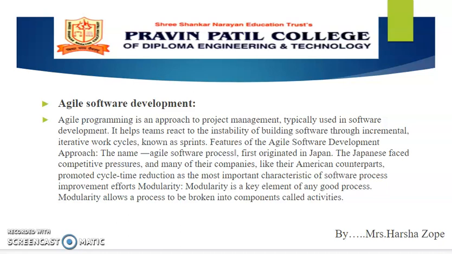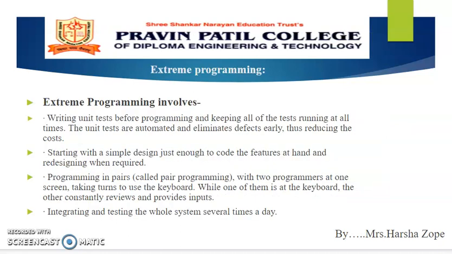Eighth, to enhance the agility, there should be continuous technical excellence. Ninth, proper attention to good design. Tenth, simplicity must be maintained while developing the project. Eleventh, the team must be a self-organizing team. Twelfth, at regular intervals, the team thinks over how to become more effective. That's all about agile software development.